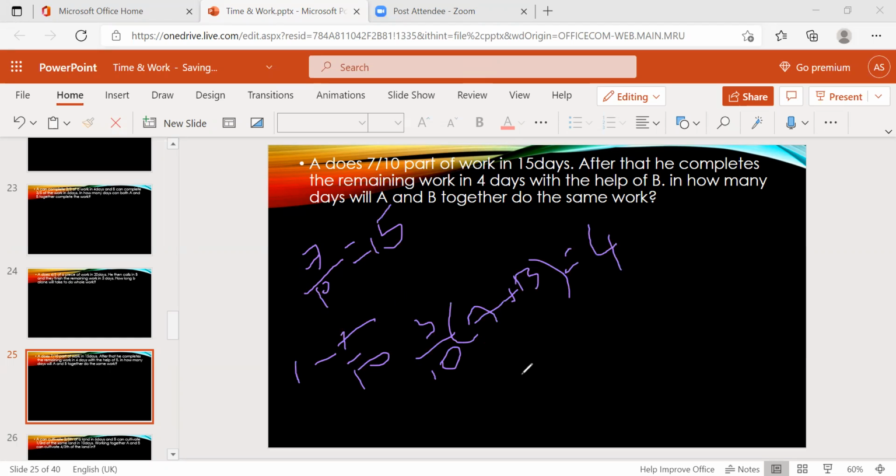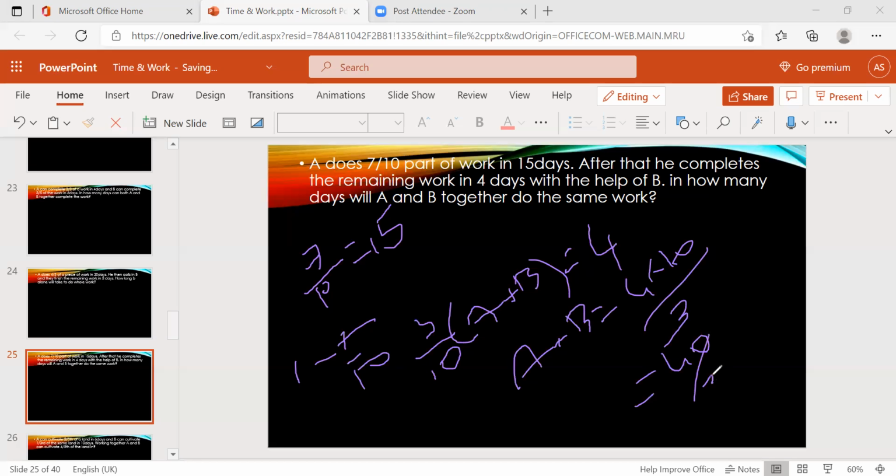So total work is nothing but A plus B. They're asking A plus B. It's nothing but 4 into 10 by 3. It's nothing but 40 by 3. How many days? So 40 by 3 is nothing but 13 1 by 3, right? So 13 1 by 3 days.